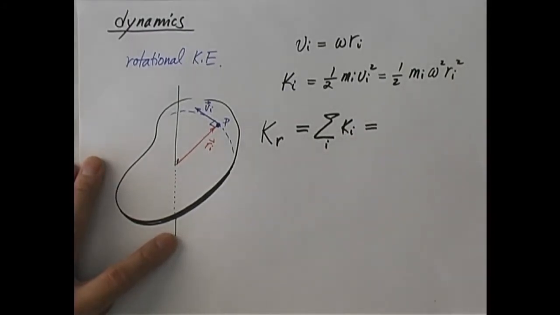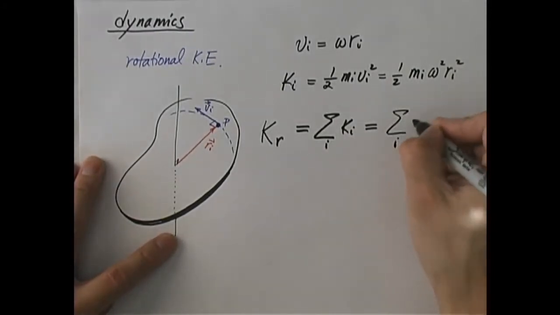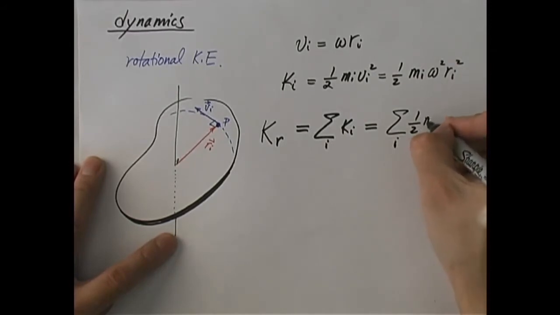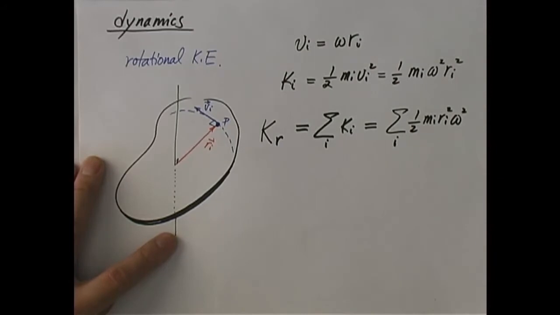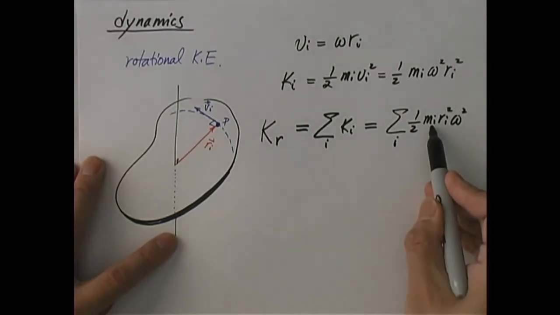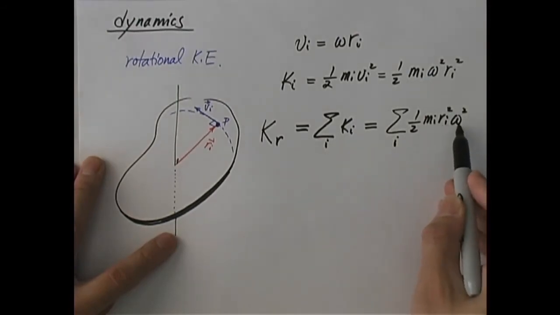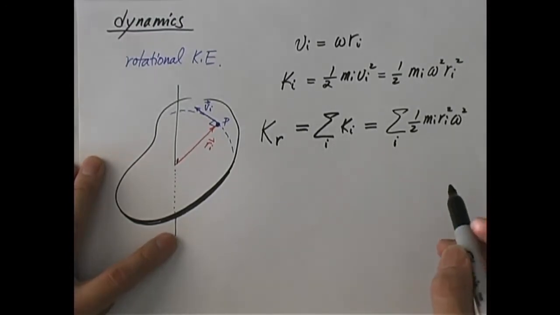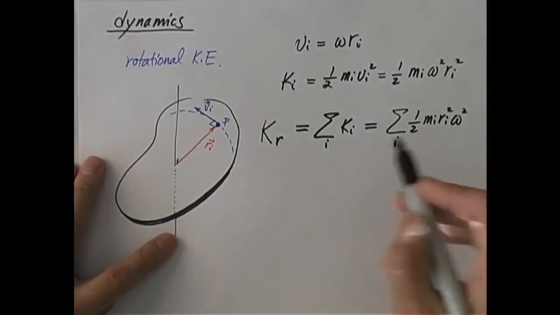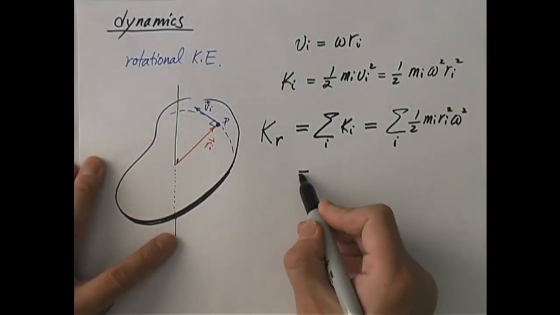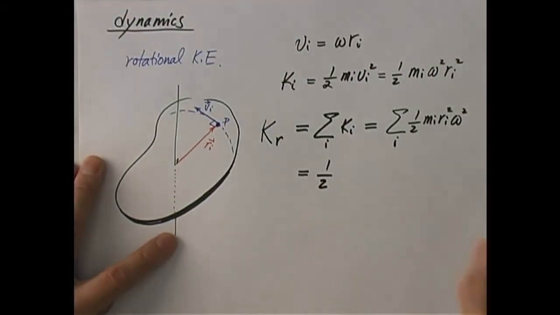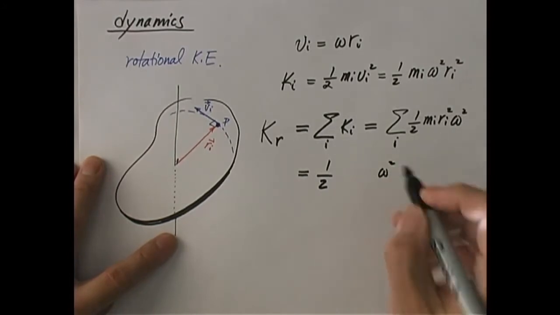You do the summation, 1/2 m_i r_i squared omega squared. These two quantities, mass and radius squared, both depend on i. It varies from point to point, but omega is the same for every point, and so is 1/2. So what I'm going to do now is take that constant 1/2 omega squared out. Here's what I get: 1/2 and omega squared. I'm going to take these out.